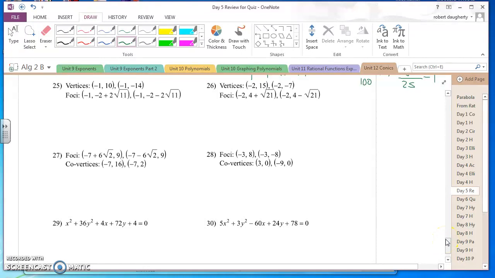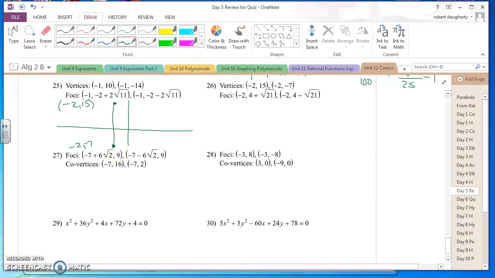So this one has vertices and foci. Let's graph this one as well. Again, working on 26, but I'm going to use some space that's over here. Negative 2, 15, and negative 2, negative 7. So somewhere over here I've got negative 2, 15, and negative 2, negative 7, somewhere down here. So those are vertices. If I draw a vertical axis here, this is a vertical ellipse.